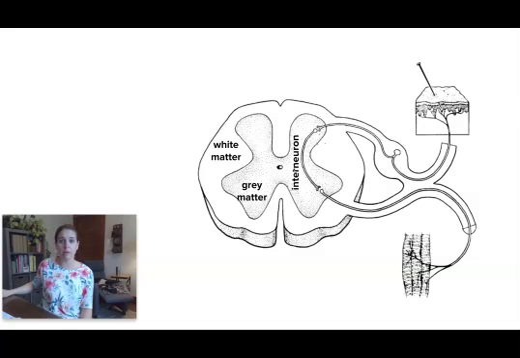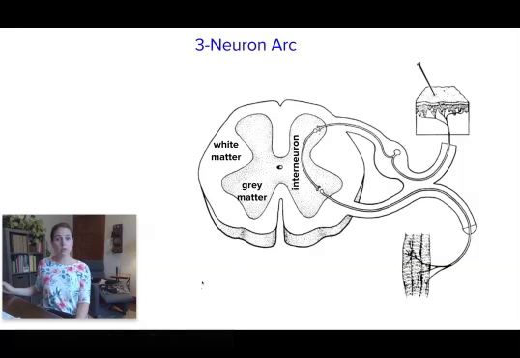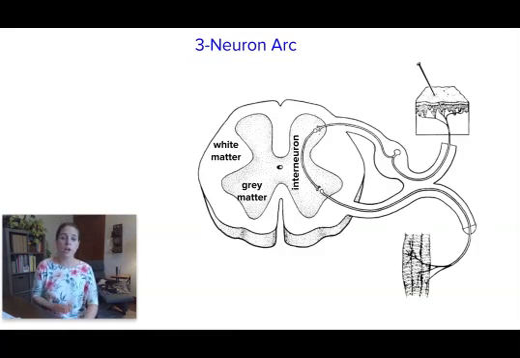And the other little label, and I'll come back to this later, but this tiny little arcing piece inside the gray matter, I want you to label that as an interneuron, and I'll come back to that in a second. All right, so what we're looking at, you can label this little picture the 3-neuron arc.